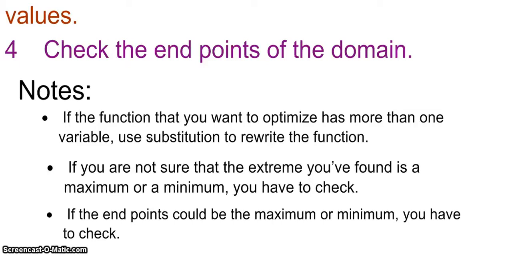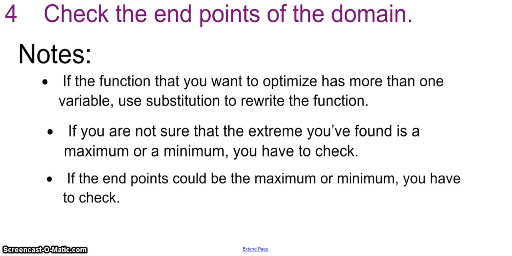If you are not sure that the extreme you found is a maximum or minimum, you have to check. It's going to be very rare that you would be sure that it's a maximum or minimum, so you're almost always going to have to check. So that's using the second derivative test or the increasing and decreasing chart. And if the endpoints could be the maximum or minimum, you have to check those as well.